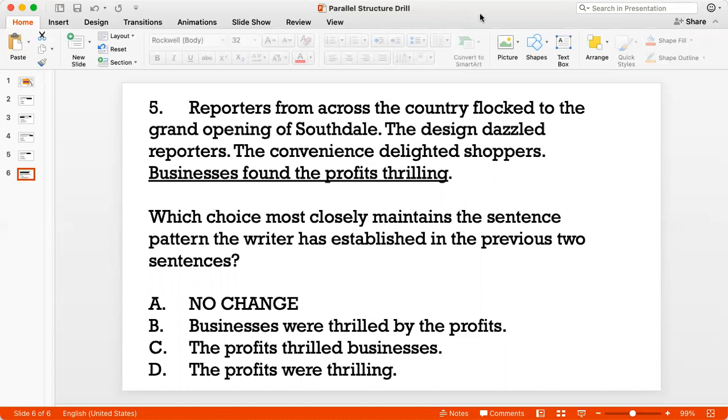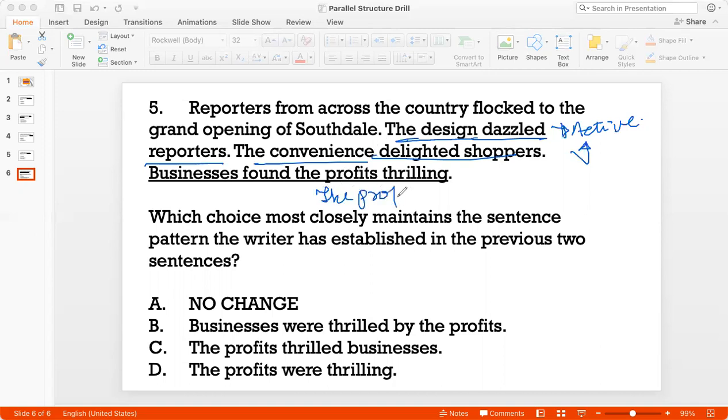Now the question is, which choice most closely maintains the sentence pattern the writer has established in the previous two sentences? So what is the sentence pattern in the previous two sentences? The design dazzled reporters. This is active voice. Noun, verb, object of the verb. The convenience delighted shoppers. Again, active voice. Noun, verb, object of the verb. So then, by following the same logic, I should say the profits thrilled businesses, right? Noun, verb, object of the verb, and active voice. The profits thrilled businesses. This is parallel to the pattern that I have already established. The design dazzled reporters, the convenience delighted shoppers, the profits thrilled businesses. So that is option C.